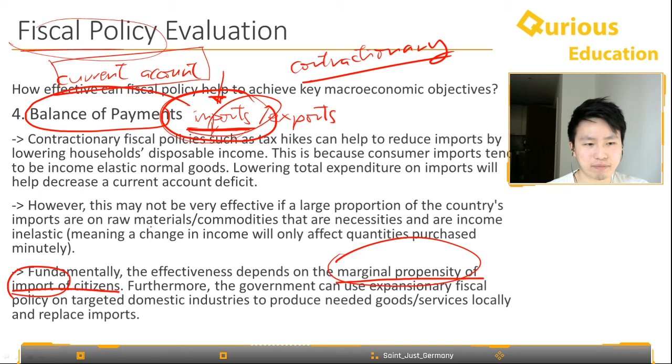Okay, and then I've got another question. Can I ask what was the second benefit? What do you mean? So the second benefit of using fiscal policy?